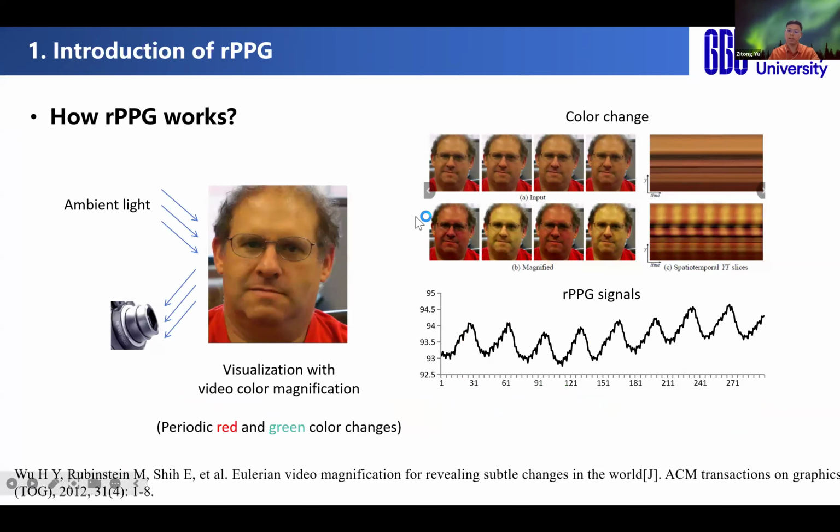Then let's see a vivid demo of what rPPG is. If we take a region of interest from the face and do average pooling on each frame, we can get an rPPG signal like this. In this ACM TOG paper, they apply color magnification on the face surface, and we can see the green and red color appear periodically. This is the magnified rPPG signal.